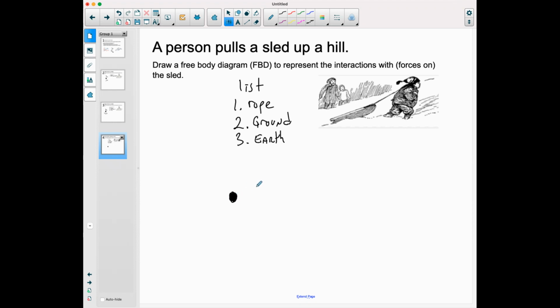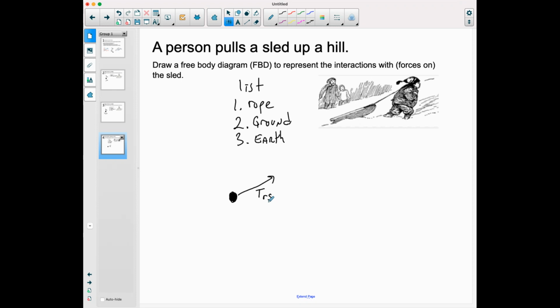All right, so the first vector I'm going to draw in here is the interaction between the rope and the sled. And we give that a special name. Anytime you have an interaction between like an object, like a thing like a chain or rope, something flexible, we call that tension. So this is tension between the rope and the sled. These are, again, the two things interacting, tension, rope on sled.